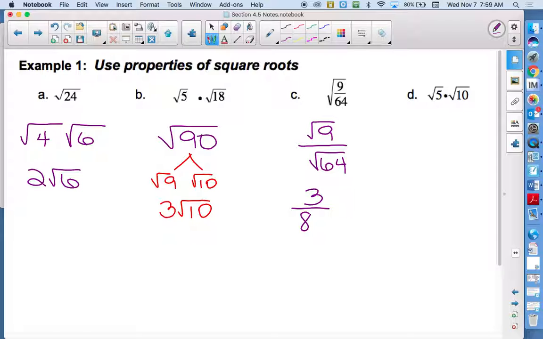And then D, we have the square root of 5 times the square root of 10. Garrett, what would that become? So the square root of 25 and the square root of 2, which reduces to? 5. Questions?